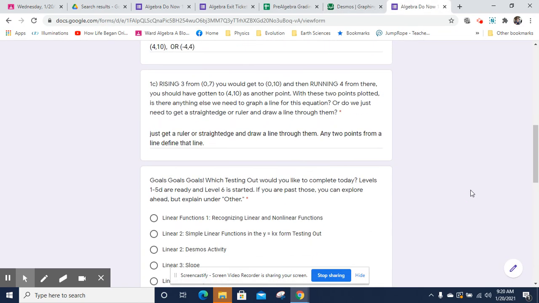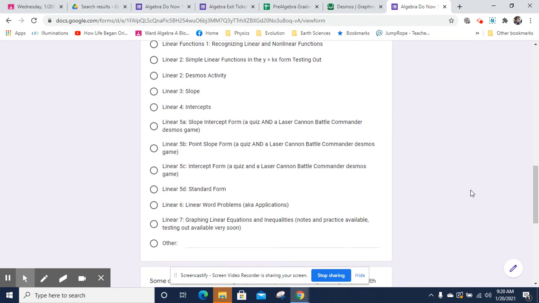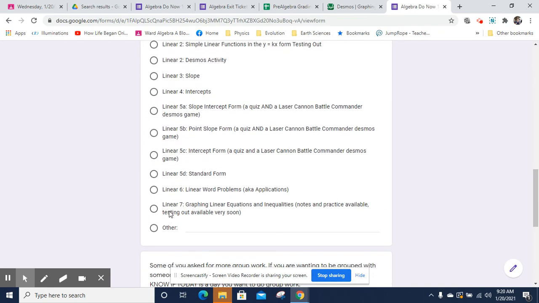Beyond that, you should know that I did finish setting up level 6, and I have mostly finished level 7. The only thing that's left to do is put in the testing out, but you should practice level 7 before you try testing out. Level 6, you have 2 options for testing out. There's a Desmos activity and a quiz, and that's kind of a preference of which you would prefer to approach it with. All right, I am going to stop now.